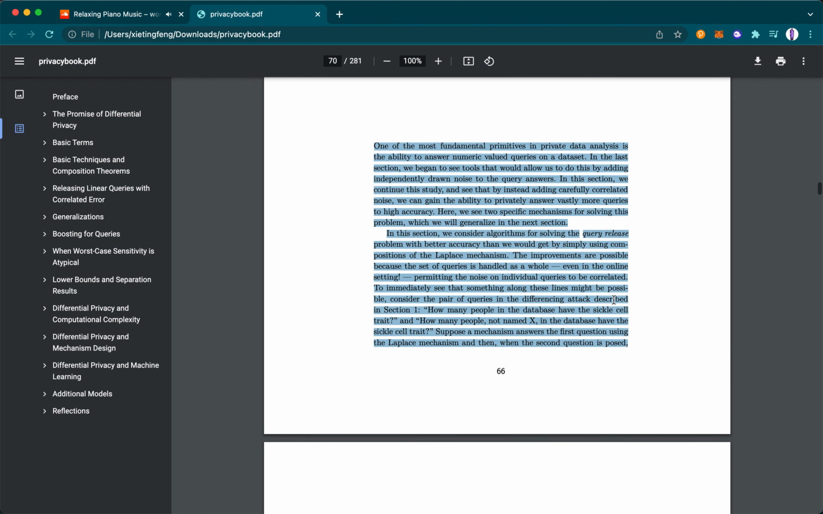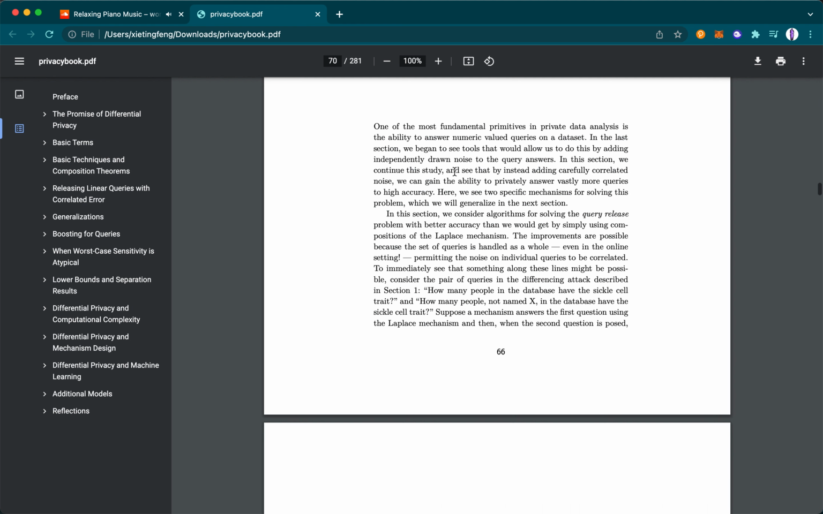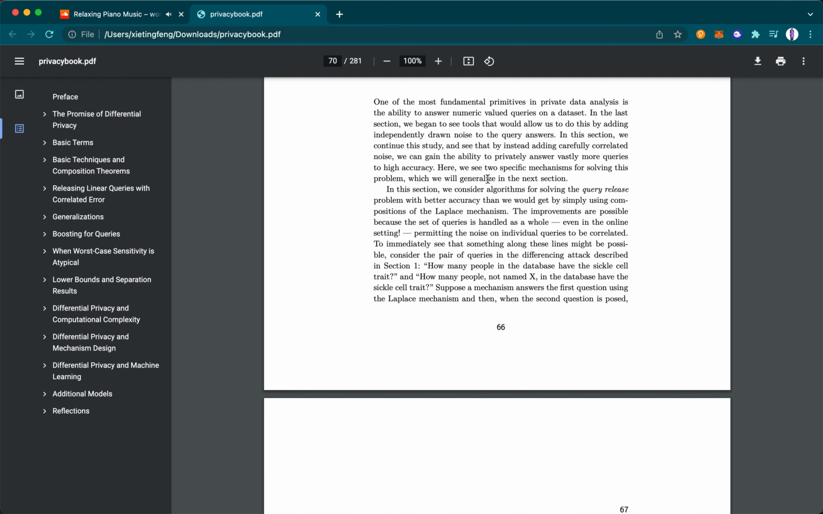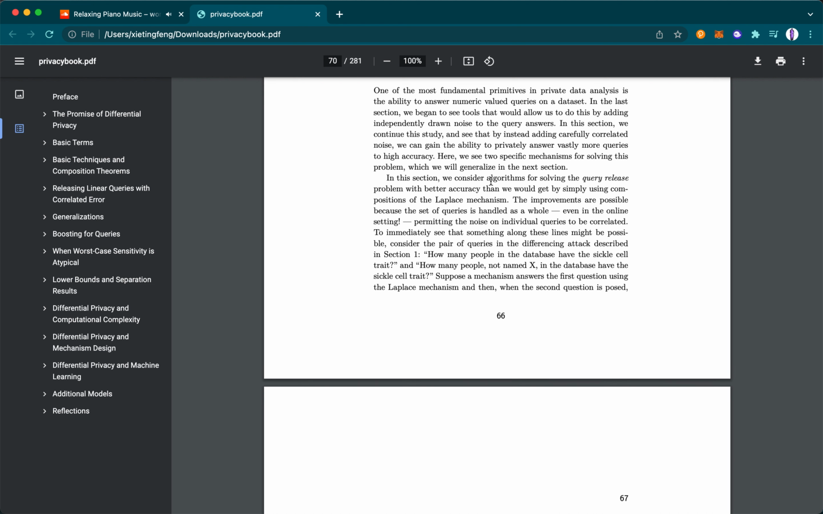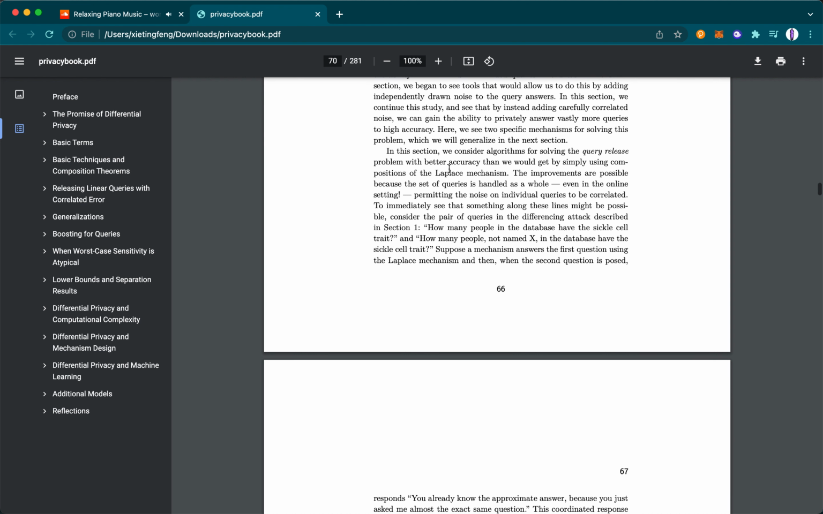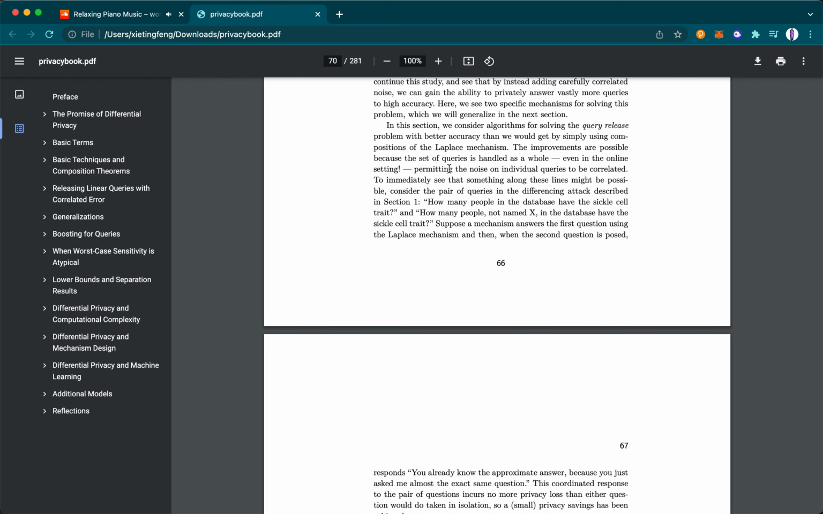One of the most fundamental primitives in private data analysis is the ability to answer numeric valued queries on a dataset. In the last section, we began to see tools that would allow us to do this by adding independently drawn noise to the query answers. In this section, we continue the study and see that by instead adding carefully correlated noise, we can gain the ability to privately answer vastly more queries to high accuracy. Here, we see two specific mechanisms for solving this problem, which we will generalize in the next section.